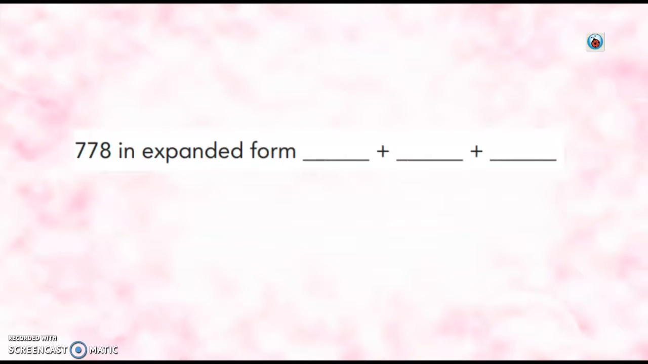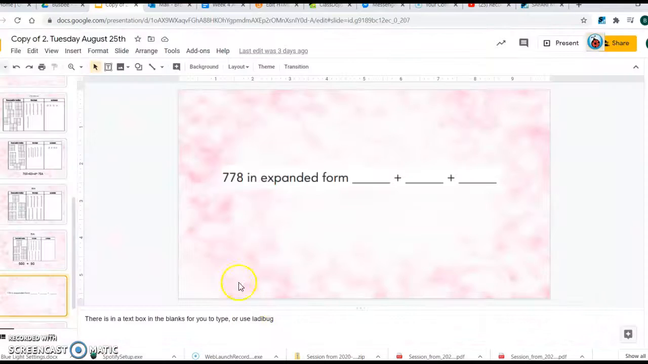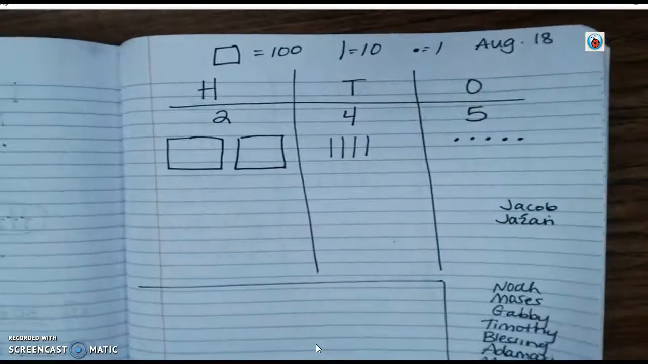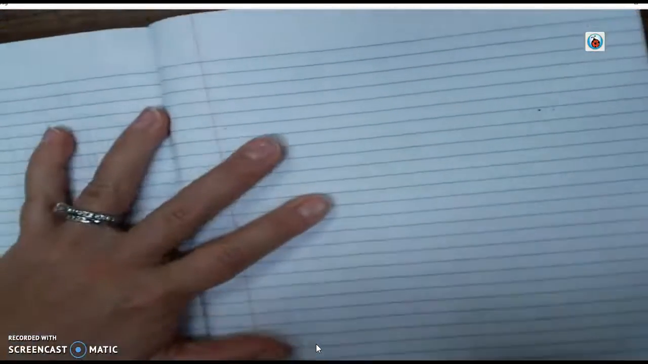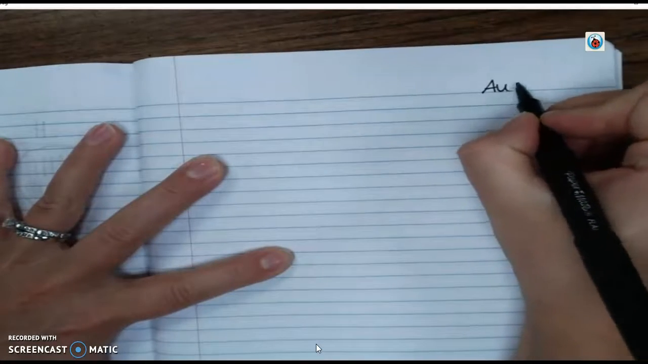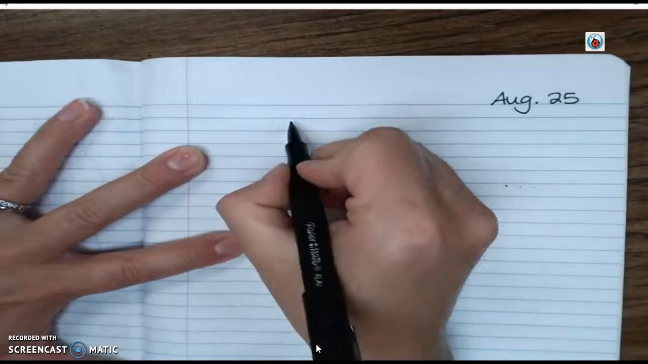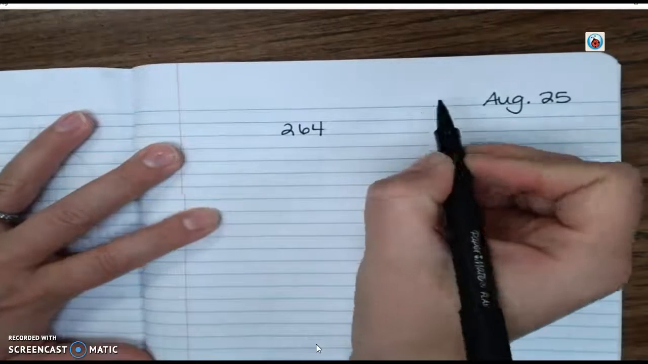So the number 778. This is what we're going to practice together. So in your math notebook, let me get my ladybug out. In your math notebook, because I want to make sure that we get all this down. I have my problems that I've done here. So on this next clean page, I am going to put today's date. We have August 25th. Okay? So, and we're going to practice with the number 264.